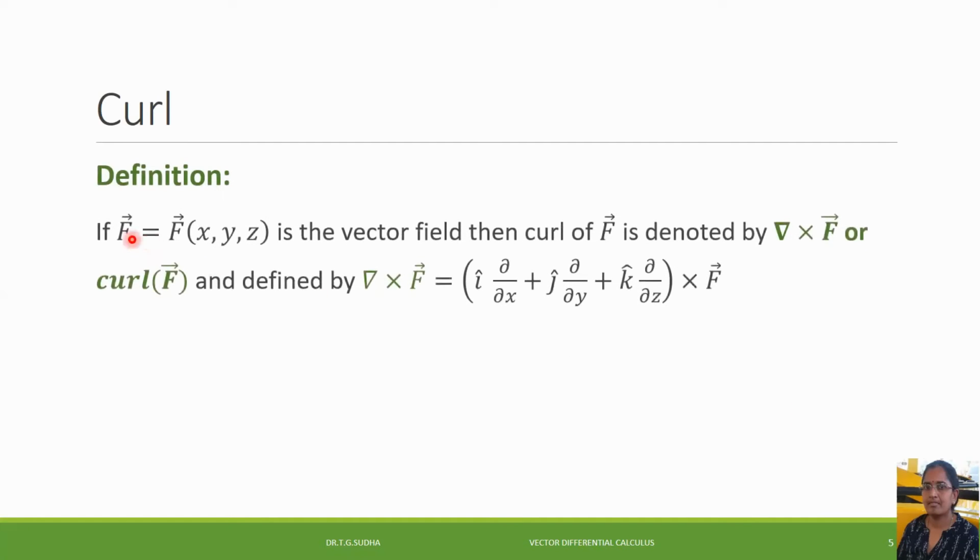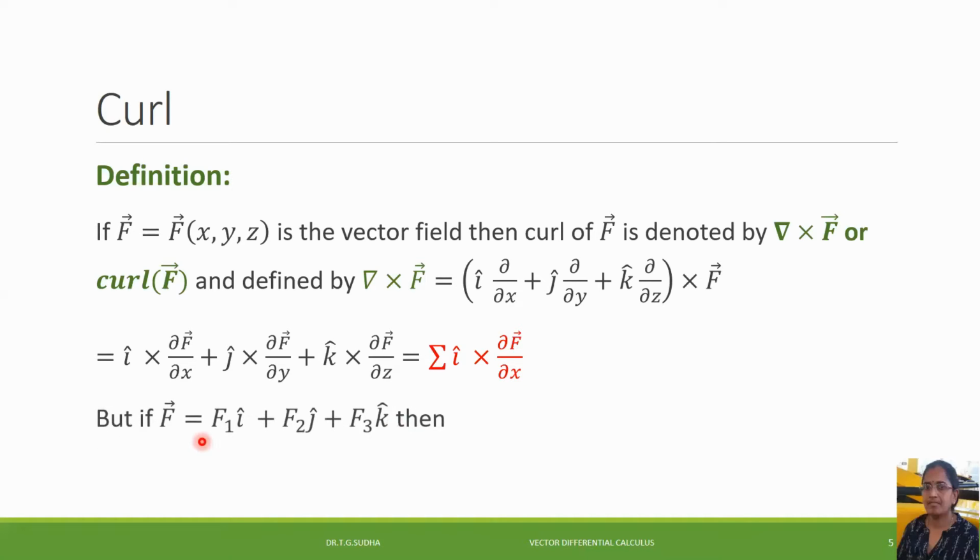Let us define: if F is a vector field, then curl of F is denoted by del cross F, or it can also be denoted as curl F, and defined by del cross F is equal to i into dou by dou x plus j into dou by dou y plus k into dou by dou z cross the vector F. So this can be written as i cross dou F by dou x plus j cross dou F by dou y plus k cross dou F by dou z, and it can also be represented in the form of a summation, that is summation i cross dou F by dou x, where this summation runs over i, j, k as well as x, y and z.